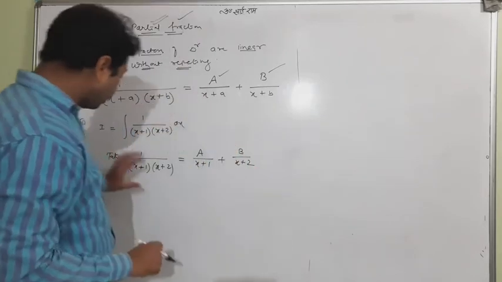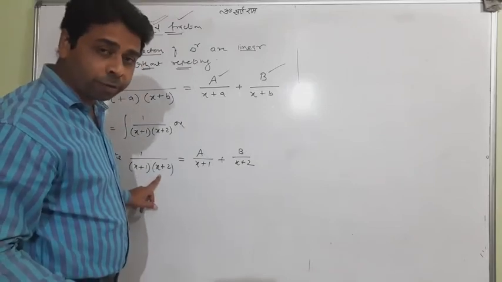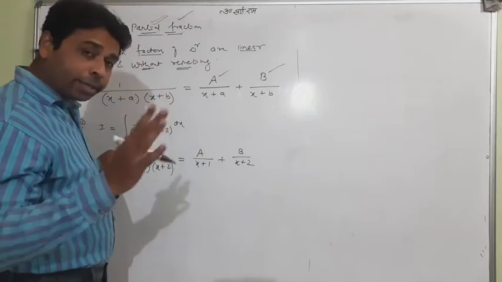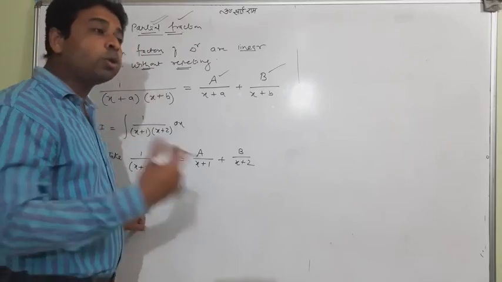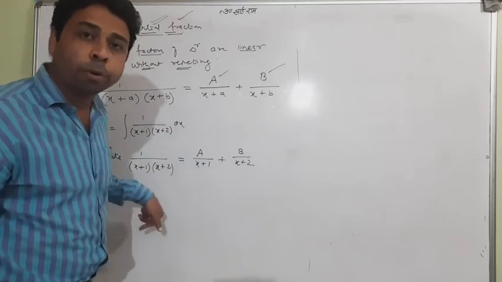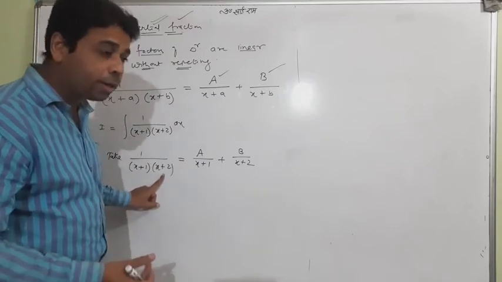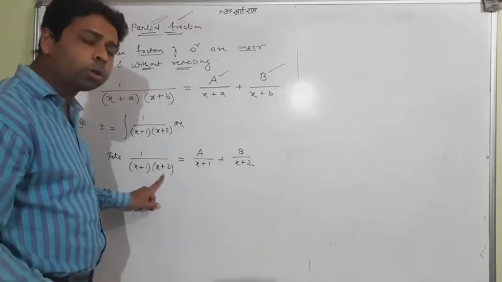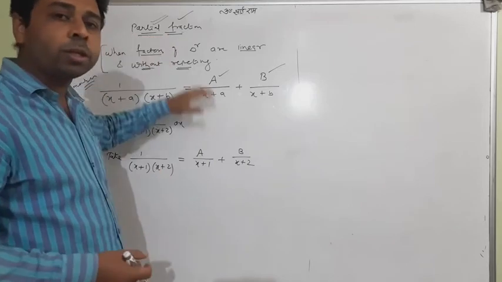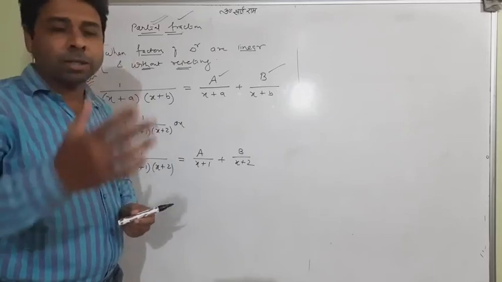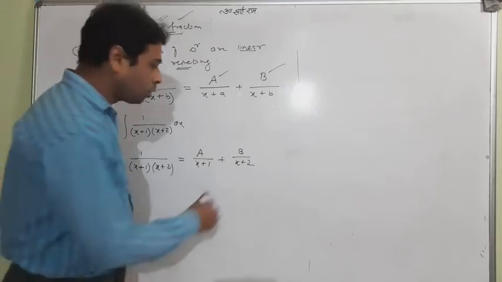And you should check that it is a proper fraction. Why? Because x into x is going to be x square, so the power of the denominator is 2 and there is no x in the numerator, so the power of x is 0. Definitely the power of the denominator is more than the power of the numerator, so the whole is called a proper fraction. Second thing, the denominator already has factors. If it were not factored, you would have to factorize the denominator, because in partial fractions the denominator must have factors. Okay, so A upon and B upon are written. So this is the thing.